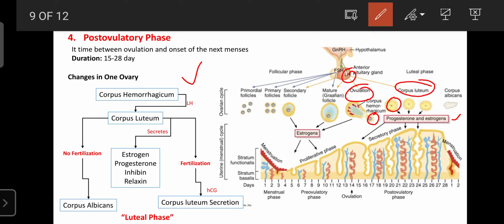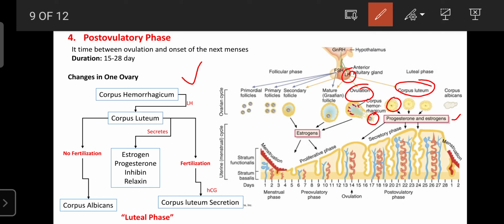Inhibin prevents further release of ovum by inhibiting the release of LH and FSH. Relaxin relaxes the smooth muscles around the pelvic cavity, so the uterus can be enlarged. That is helpful for easy delivery, as well as for the development of the embryo. These hormones are secreted from the corpus luteum.